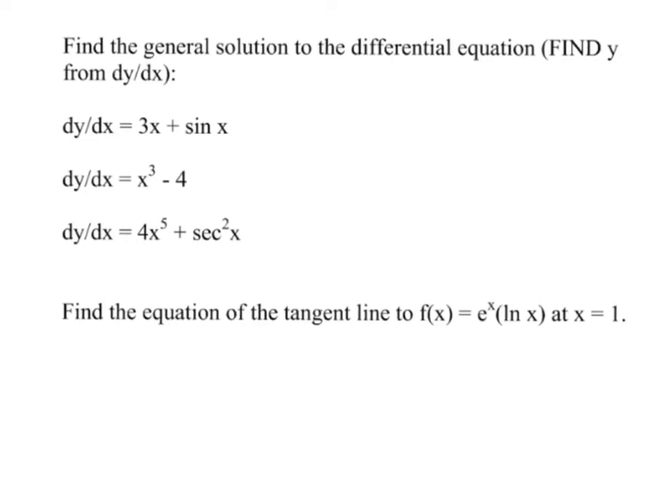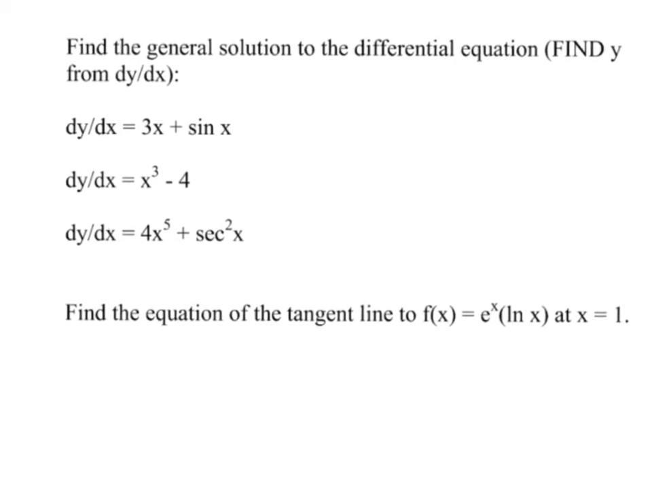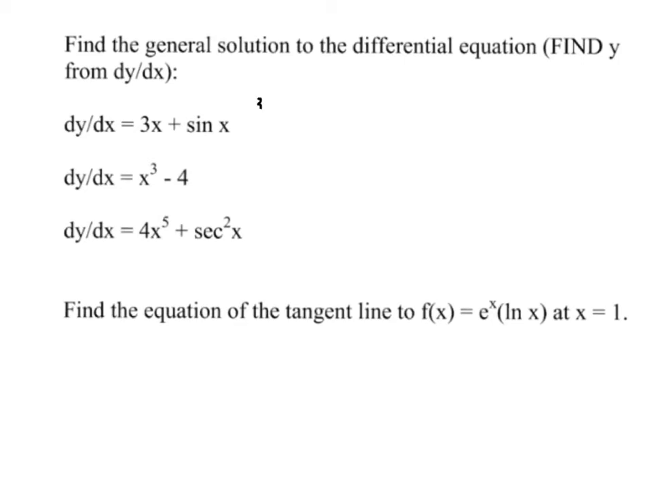Okay, in this video we want to do a quick review on antiderivatives and tangent lines, as well as talking about slope fields. So first of all, the derivative is 3x plus sine x, so the function would be 3 halves x squared minus cosine x plus c. Okay, make sure you see that.